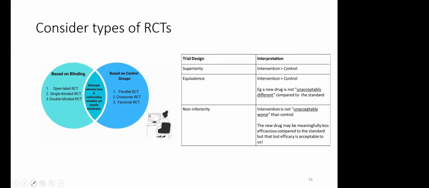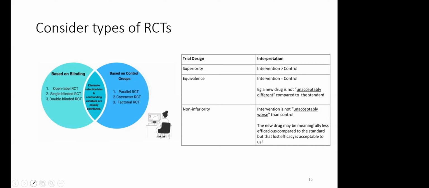Then RCTs can also be designed or interpreted based on the superiority of the intervention over control. So we can have superiority RCTs, whose goal is to show that a new treatment is better than the current standard or a placebo. For example, testing if a new painkiller reduces pain more effectively than the standard drug.